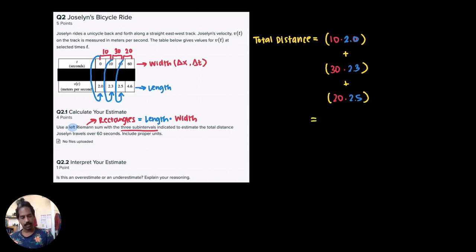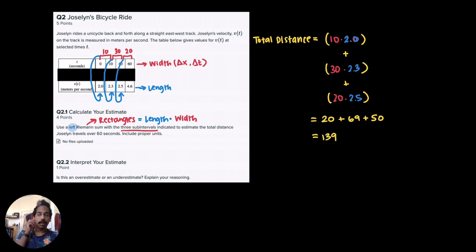Alright. I have my handy dandy calculator that I'm going to use to calculate these values. So 10 times 2.0, well, I know that one's going to be 2. 2 plus 30 times 2.3. Oh, sorry. 10 times 2.0 is not 2, it's 20. There we go. 20 plus 69 plus 20 times 2.5 would give me 50. And so we'll add these together. 50 plus 20 is 70, plus 69 will give us 139.